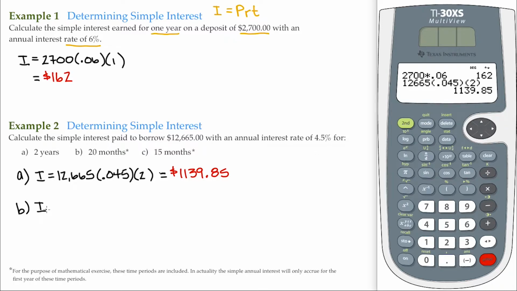Our interest is going to be equal to the principal times the rate times the time. So we're going to use our $12,665. Multiply by the rate of 4.5%, that's 0.045. However, I have 20 months. Now time, I mentioned, always has to be represented in terms of years. So what is 20 months in terms of years? Well, on our calculator over here, I'm just going to do 20 months, and there's 12 months in a year, so I'm just going to divide this by 12.